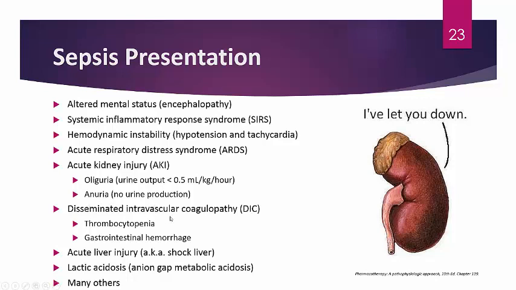You may get DIC, which is disseminated intravascular coagulopathy, as a result of the utilization of a lot of the immune system, resulting in thrombocytopenia. And as a result of patients being thrombocytopenic, they may actually develop hemorrhage in their GI tract or other places. You may get acute liver injury from poor perfusion to the liver. This is also known as shock liver. Lactic acidosis, which we've talked about being an anion gap metabolic acidosis, as well as many others.